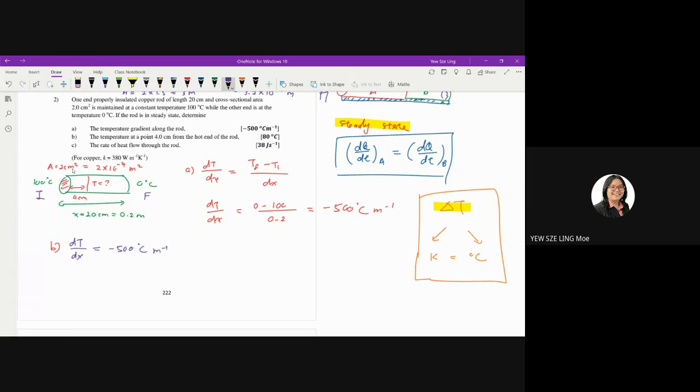Then how about the cross-sectional area? Well, it's still the same because you're still looking at the same rod. So A is still equal to 2 times 10 to the power of negative 4 meters squared. All right, and then what else is missing? The K is missing. So do I have the K now? Oh, yes. The question gives me the K. So K is equal to 3x0 W m negative 1 K negative 1.